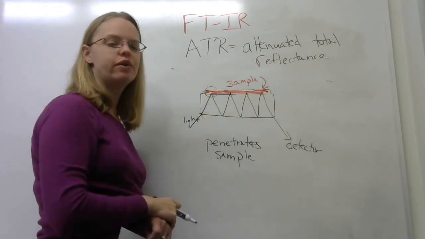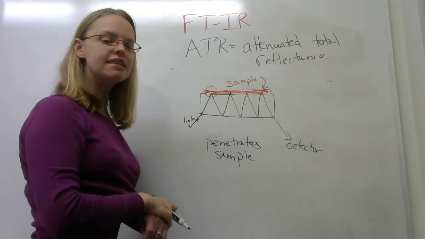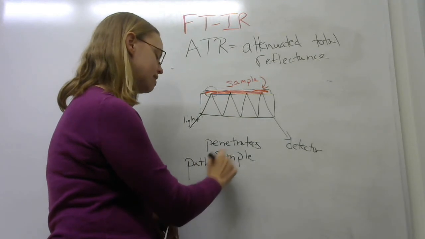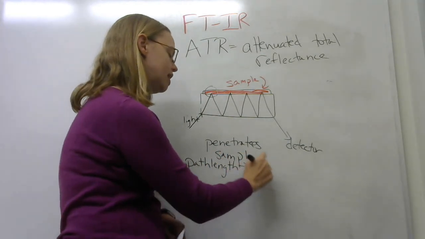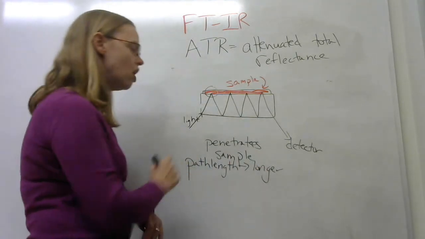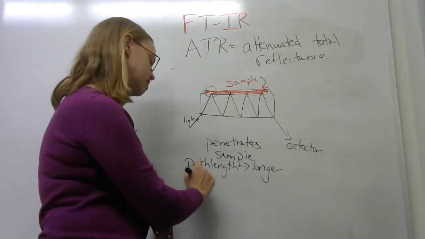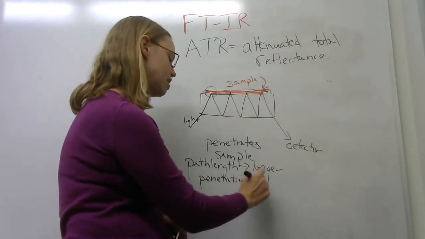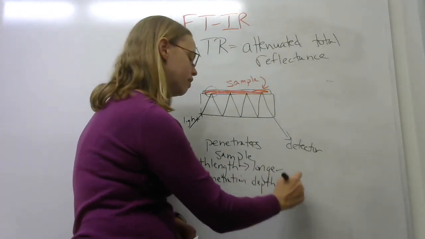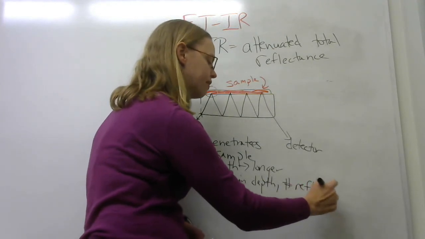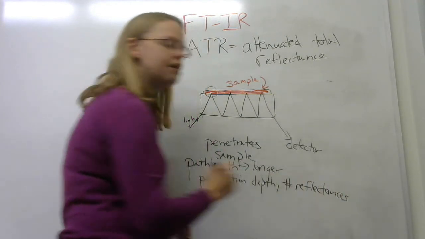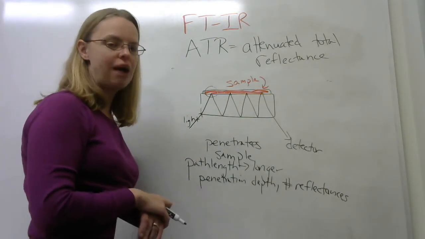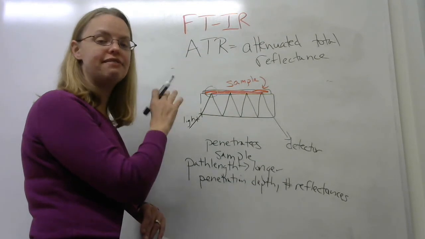There's whole bunches of equations that'll tell you about this. But basically, what I want you to get out of this is that the path length ends up being a lot longer. And it's longer due to the penetration depth, so how deep it goes every time, and then the number of reflectances. And so we end up getting much higher absorbance because we end up having a much larger path length. So this is a really sensitive instrument.